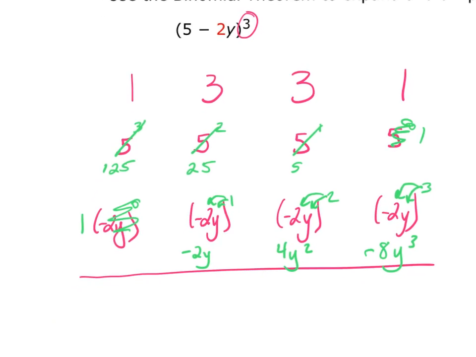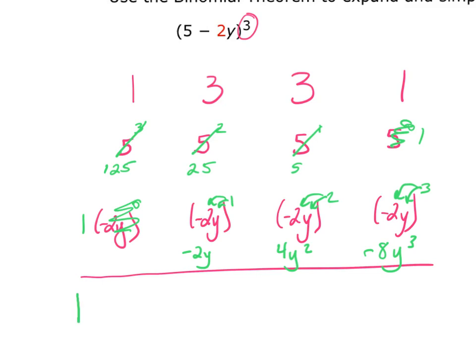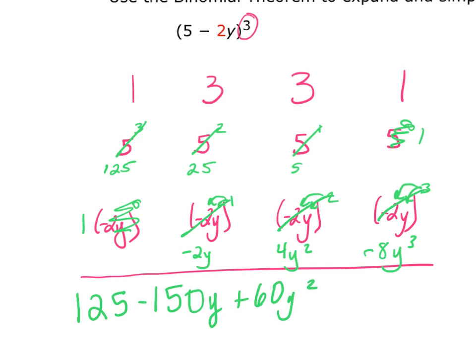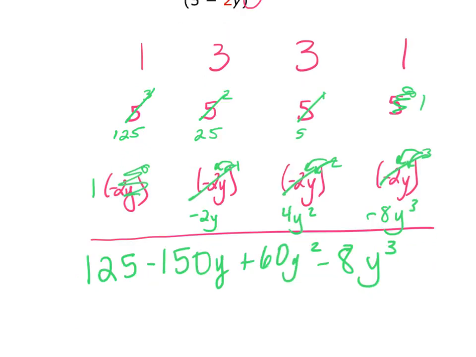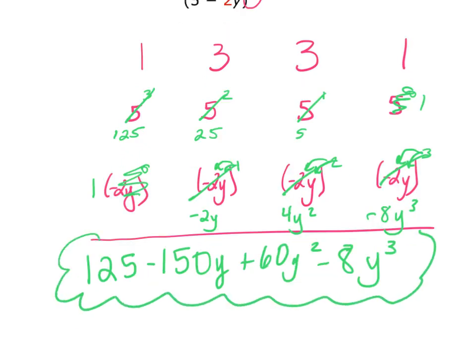And now we multiply down. What's 1 times 125 times 1? 125. 3 times 25 times negative 2 gives me negative 150y. 3 times 5 times 4 gives me what? 60. So plus 60y squared. 1 times negative 8 is negative 8y cubed. Okay. And that is it.